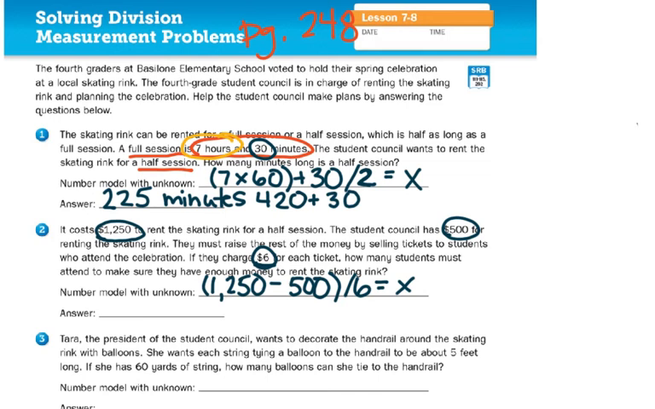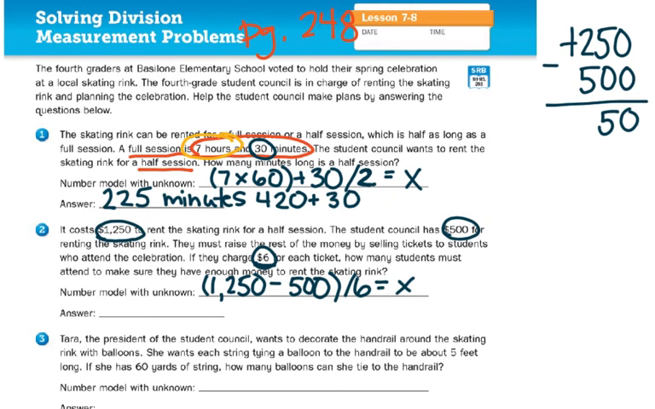So what we need to do is take 1,250 and subtract 500. Let's see how much they still need to raise. Would you please go ahead and subtract? They need to raise $750. So now right below that, we have to take that $750 divided by 6, and that will tell us how many tickets they need to sell.